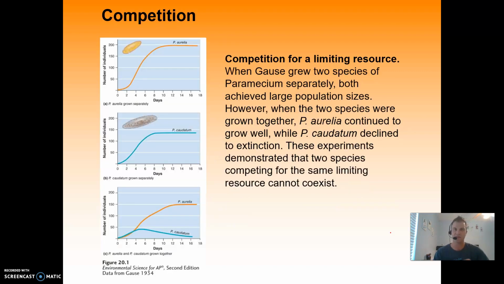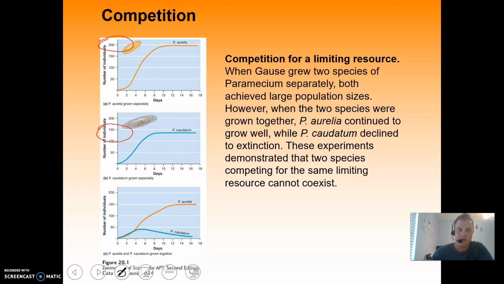You can see this with a classic experiment by Gause. He grew two species of paramecium separately, and both of them achieved large population sizes. Just imagine this being in a petri dish. So he grew both of these in their own petri dish, and as you can see, the Aurelia grew to about 200. And I don't even know how to say that. The second one grew to about 150. So they both grew fairly well.